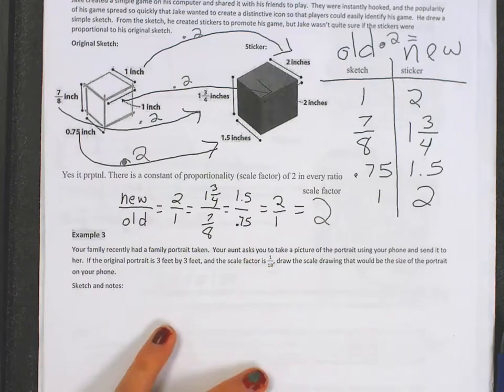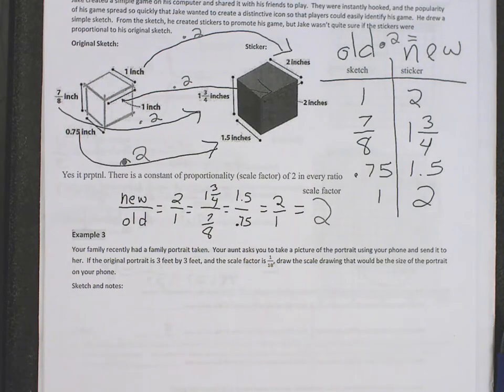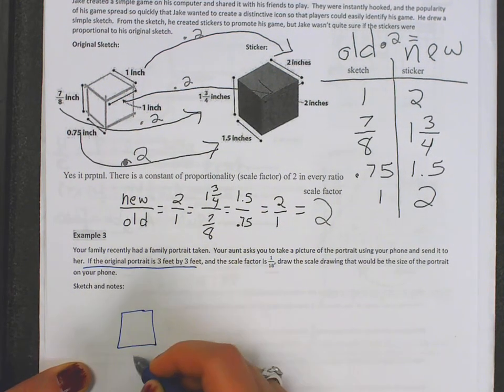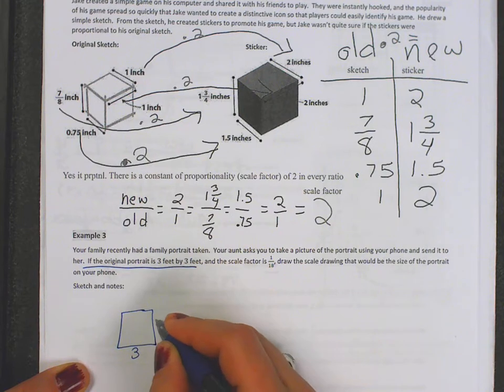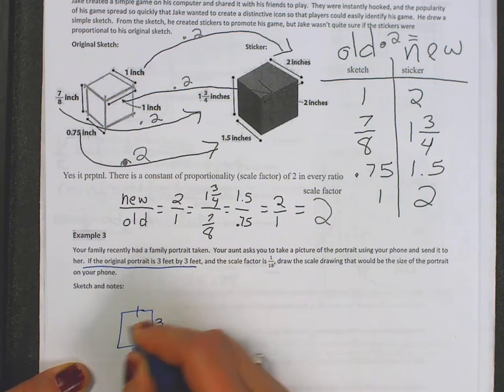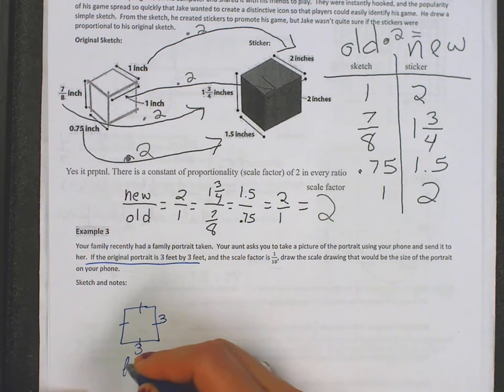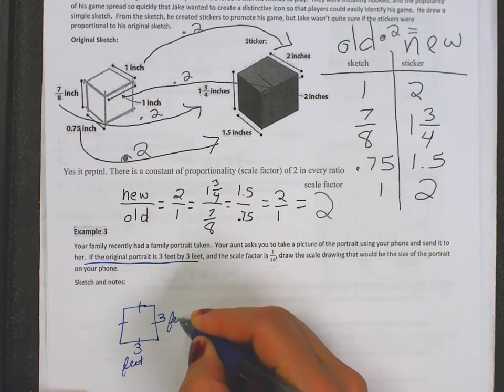So why don't you try number 3 on your own? Your family recently had a family portrait taken. Your aunt asked you to take a picture of the portrait using your phone and send it to her. If her original portrait is 3 by 3, I always like when I hear stuff that I can draw, so I draw it. I got a portrait, it's 3 by 3, the sides are the same, so I draw these little dashes to show that sides are equal, because you should get used to that notation. This is a square. A square has 4 sides equal. This portrait is a square. It is 3 feet by 3 feet. I'm going to label the units.